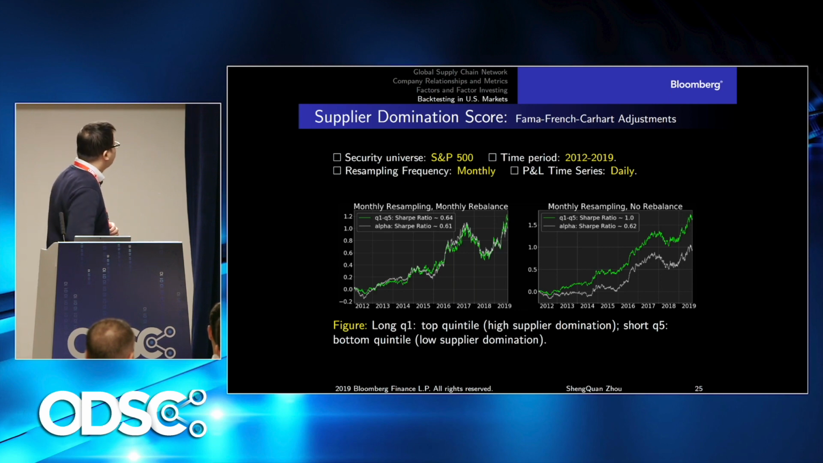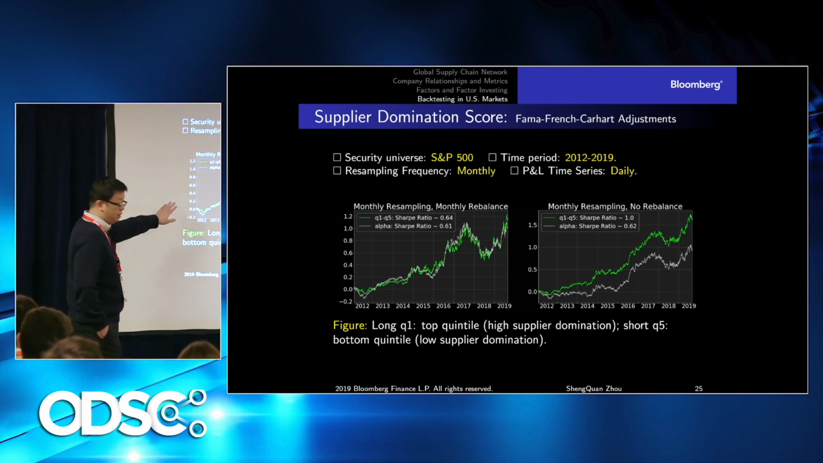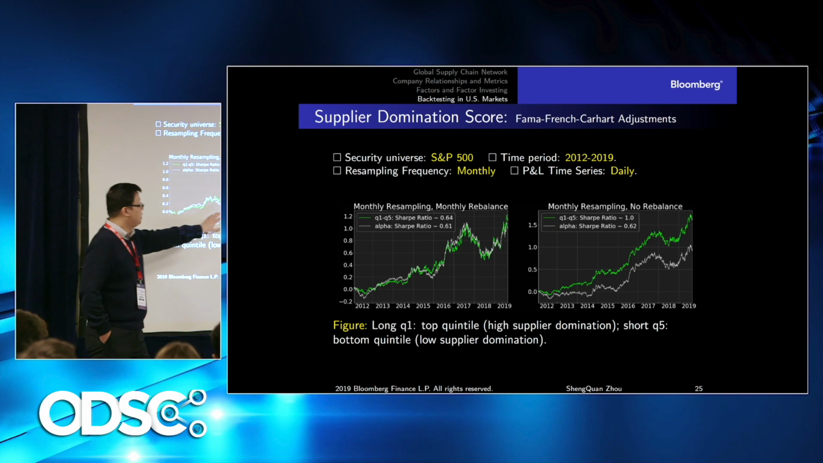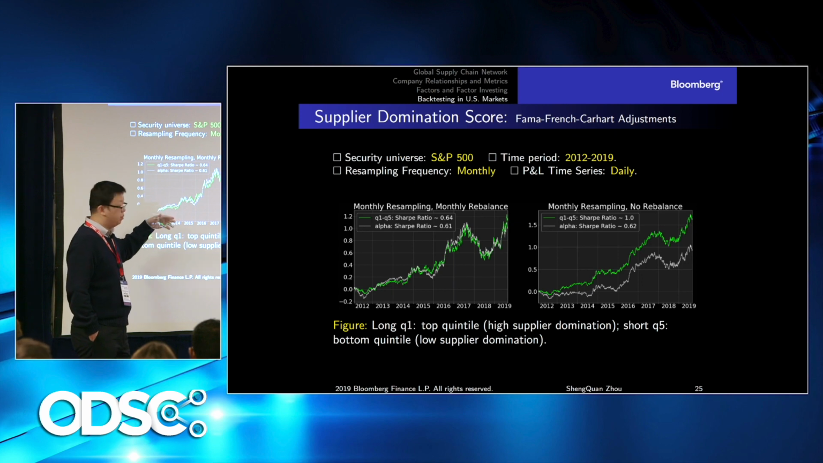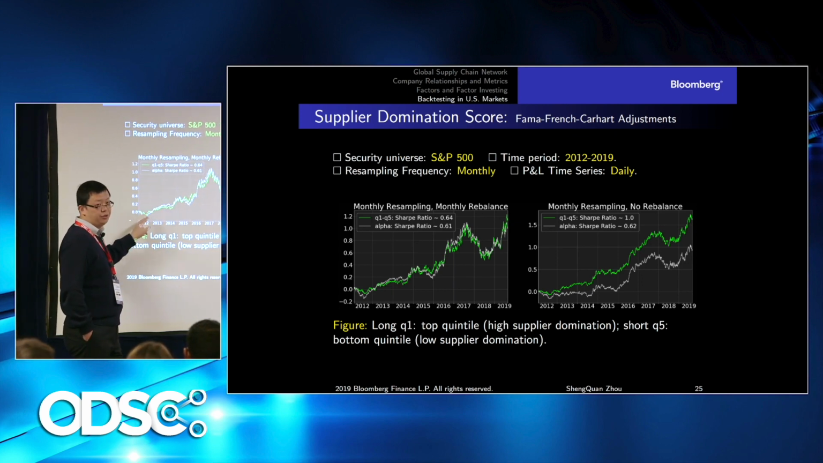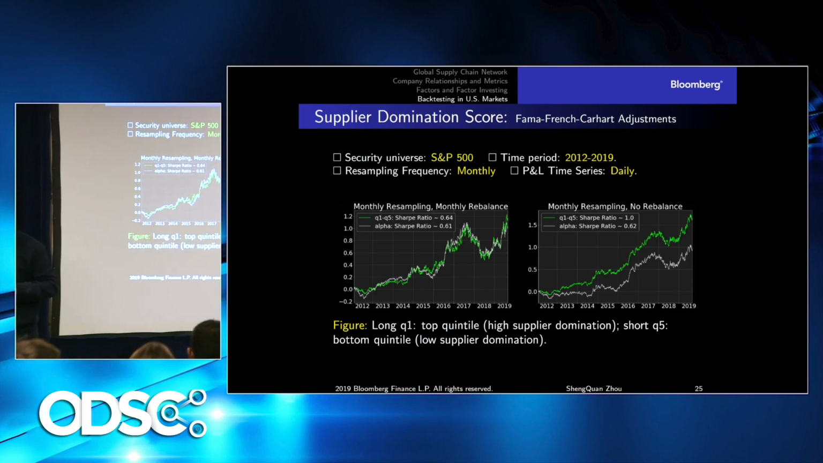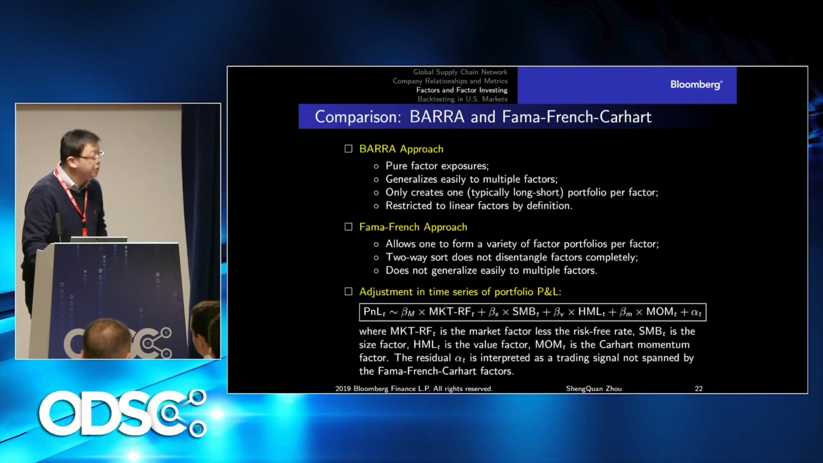So on this chart, again, on the left side, it's the monthly rebalance. On the right side, it's the no rebalance. The green line is the long-short portfolio we constructed earlier on the previous slide, and the gray line is after Fama-French-Carhart adjustment. Basically, it's the residual we defined in this equation.